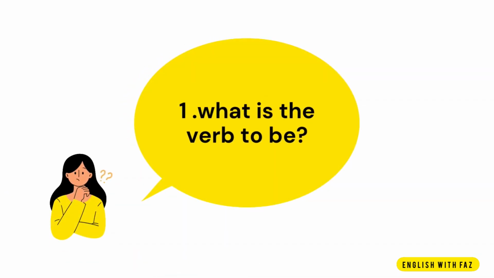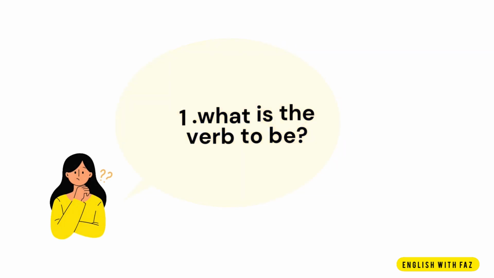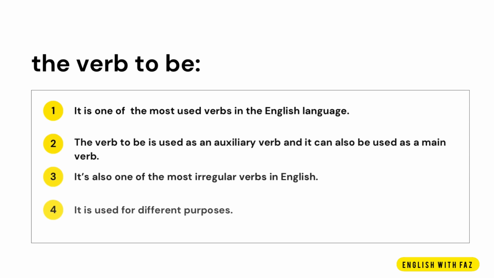So let's start with what is the verb to be? What you need to know is that the verb to be is one of the most used verbs in the English language. It can be used as an auxiliary verb or as a main verb. And it is one of the most irregular verbs as well. The verb to be is used frequently and for a lot of different purposes.